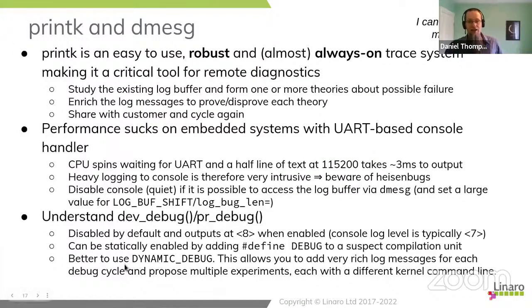The other option is to use dynamic debug. So dynamic debug essentially allows you to turn these debug messages on or off. It allows you to stuff the kernel full of very, very rich log messages, and then for different debug cycles, you can run multiple experiments by changing the kernel command line to activate and deactivate particular log messages. It's an alternative way to chase down the Heisenberg problems. You can use dynamic debug and then log to the UART because you can control the volume of trace messages.